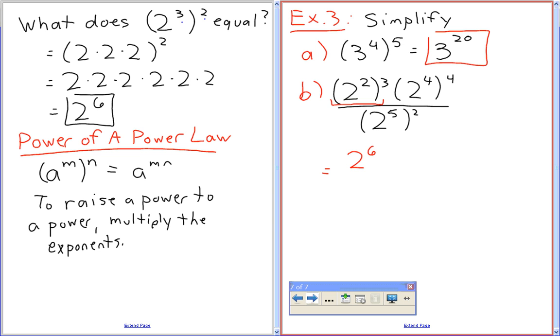Good, 2 to the 6th, because 2 times 3 is 6. Lindsay, on the top right, 2 to the 4 raised to the power of 4, what does that turn into? 4 times 4 is 16, so it's 2 to the 16. Jessica, 2 to the 5th squared is going to be what? 5 times 2 is 10.